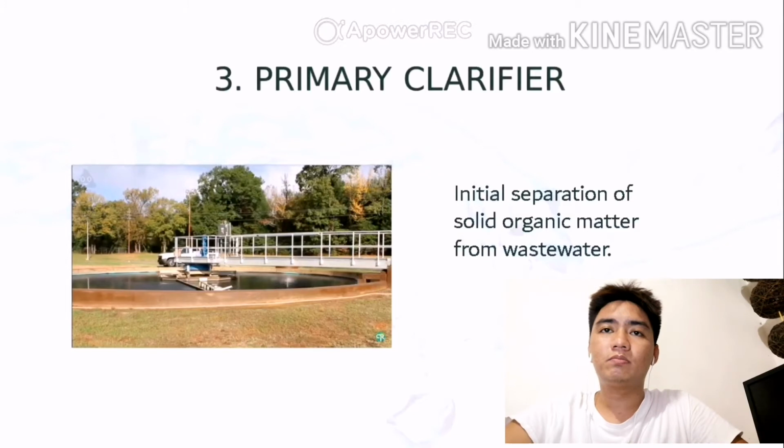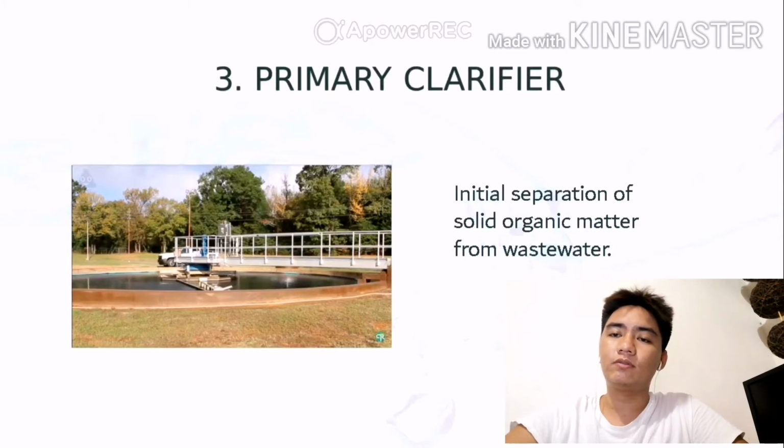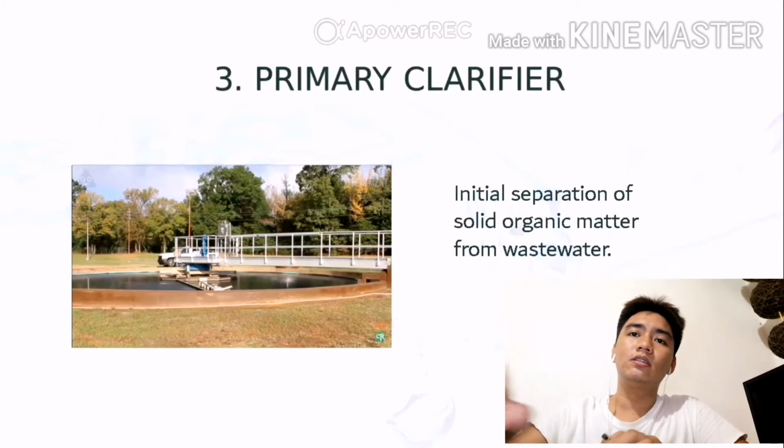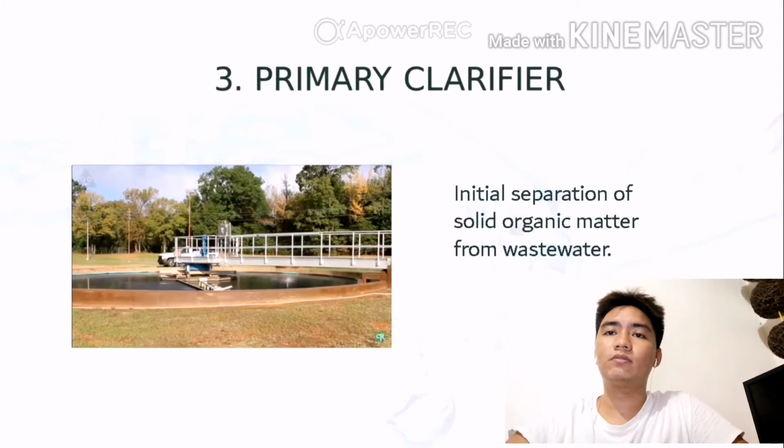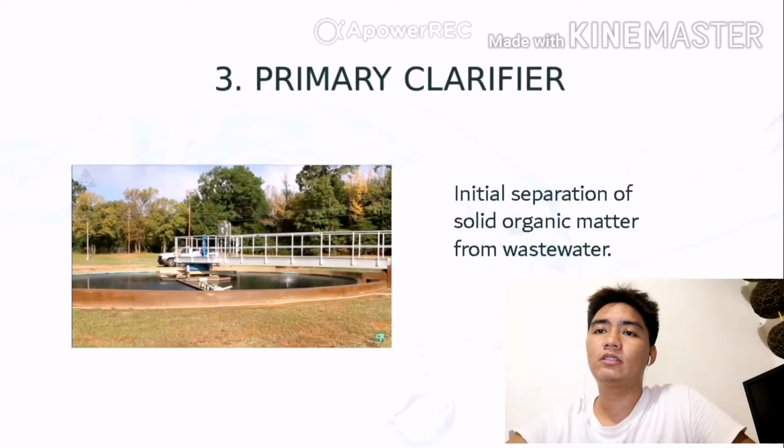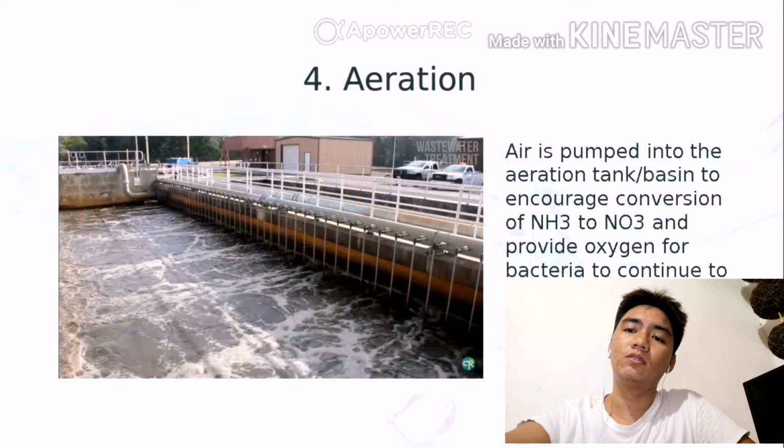Stage 3 is the primary clarifier, the initial separation of solid organic matter from wastewater. After grit removal, the effluent enters large primary clarifiers that separate out between 25 to 50% of solids in the effluent. These large clarifiers allow the heavy solids to sink to the bottom and the cleaner effluent to flow.